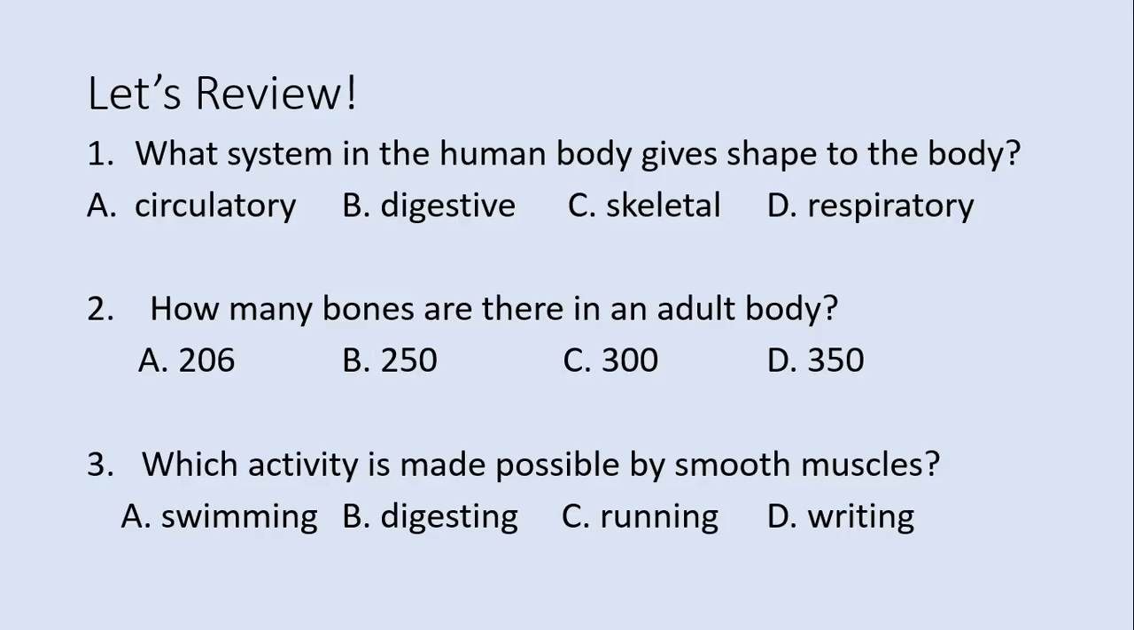Number 2. How many bones are there in an adult body? A. 206, B. 250, C. 300, or D. 350. Number 3. Which activity is made possible by smooth muscles? A. Swimming, B. Digesting, C. Running, or D. Writing.